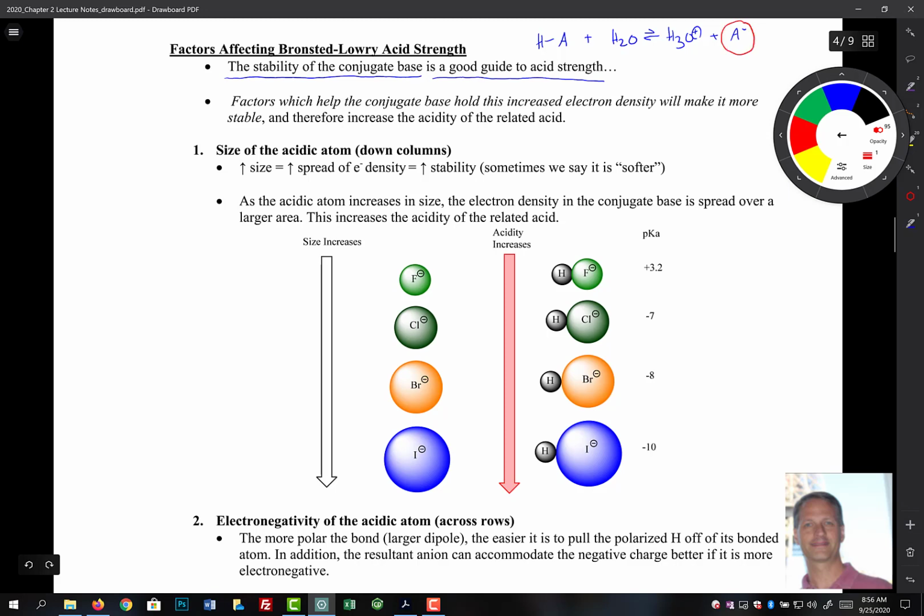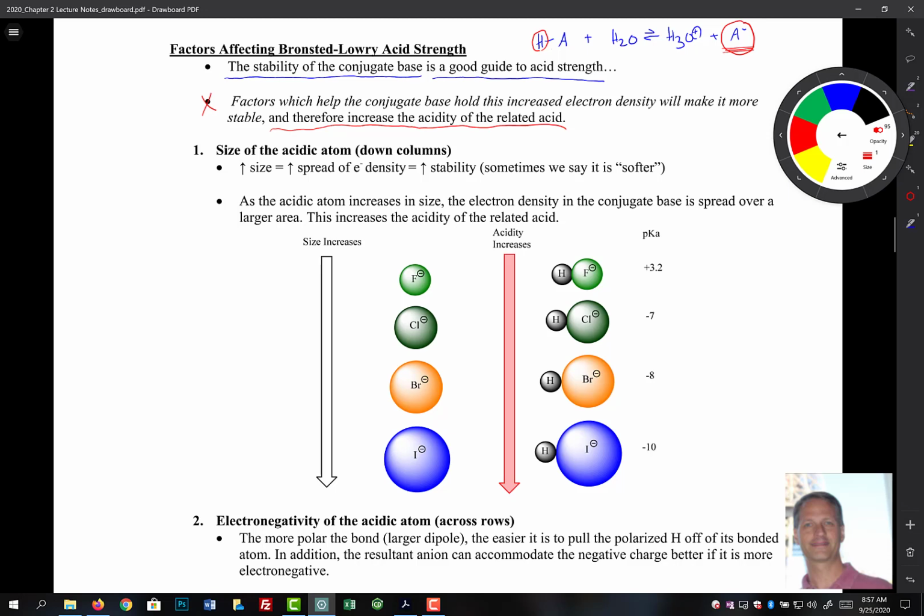You can imagine if it's very stable, then we're more likely to lose this H. Right? If it's not tightly held onto, for example, or if A minus is very quote-unquote happy with its charge, then we're more likely to lose the H, and that makes us more acidic. So down here below, those factors which help stabilize that conjugate base and hold on to that increased electron density will in fact make it more stable, and that net result increases the acidity of our related acid.